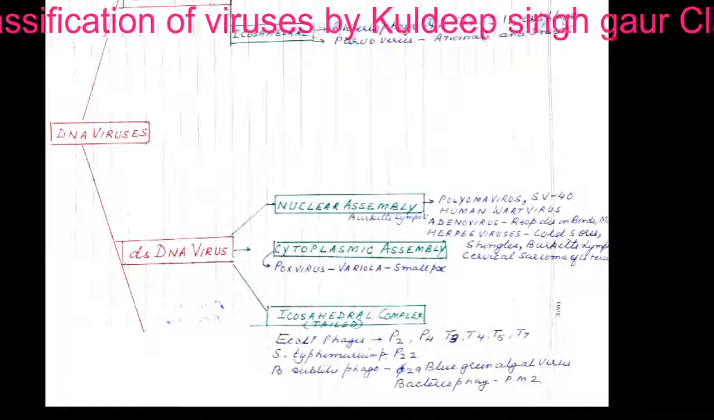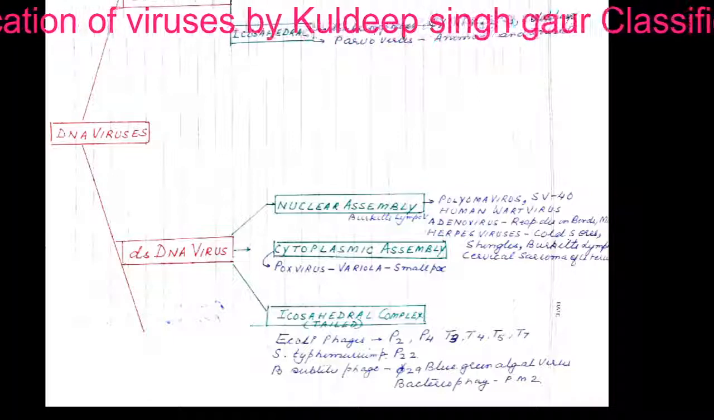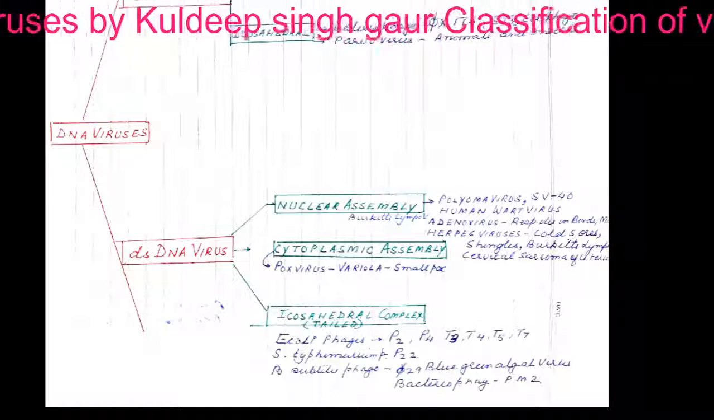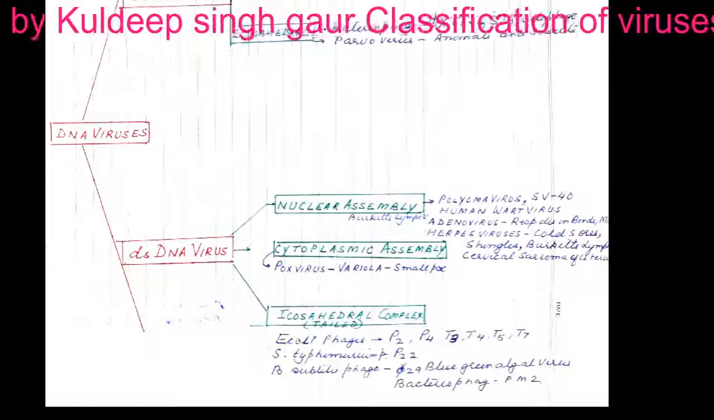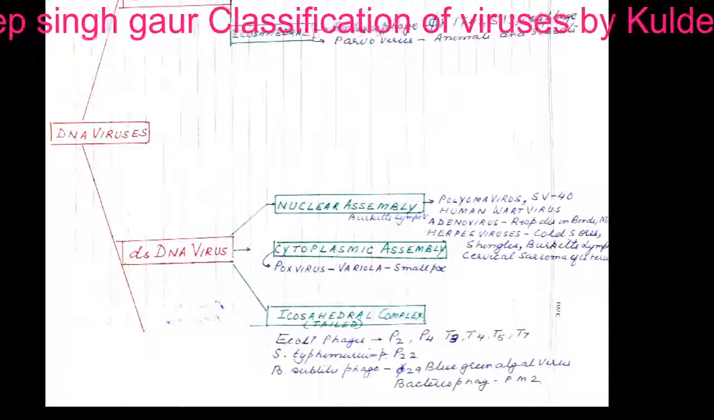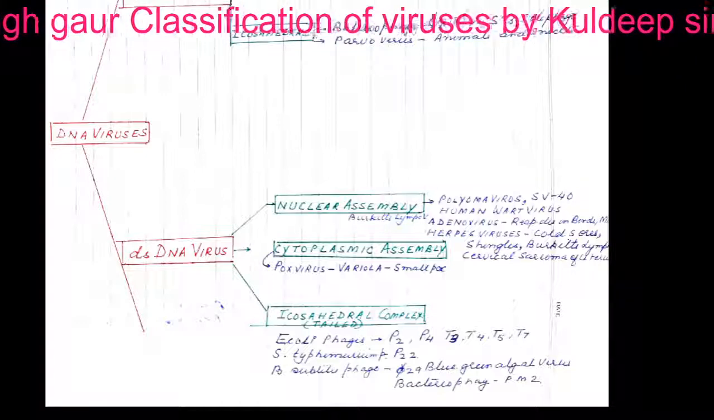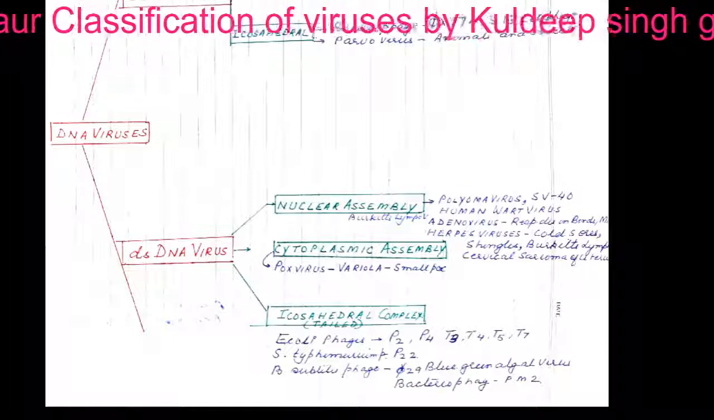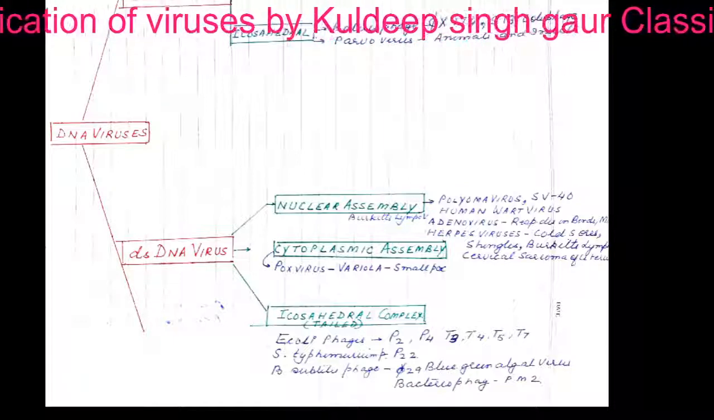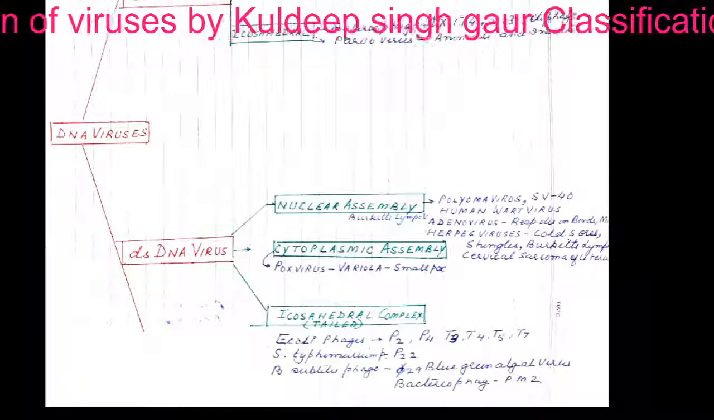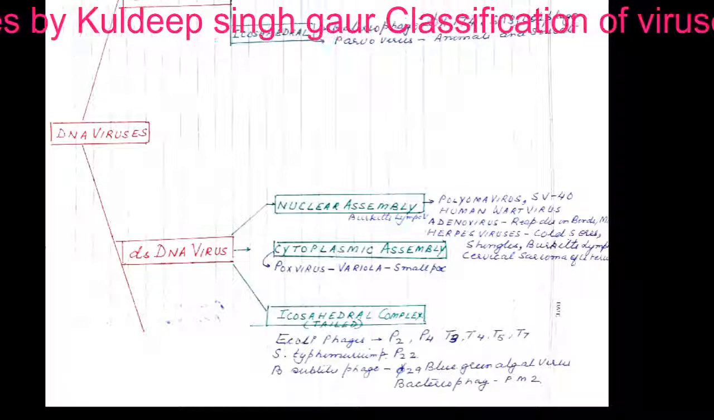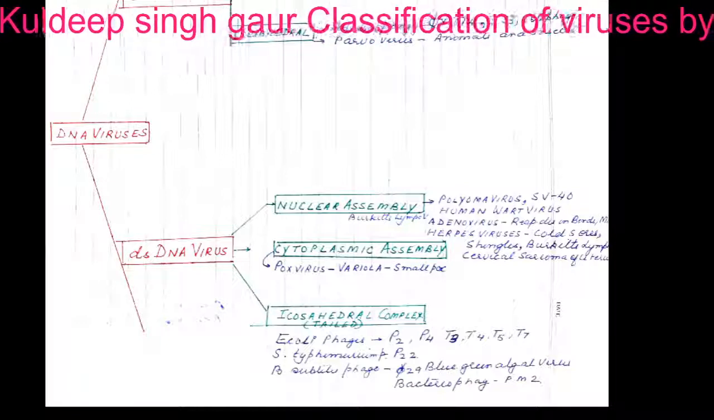viruses, which are also called tailed viruses, include coliphages P2, P4, T3, T4, T5, and T7. It also includes S. typhimurium phage P22 and B. subtilis phage, which is Cy29, a blue-green algal virus. The bacteriophage PM2 is also included in the double-stranded DNA viruses.